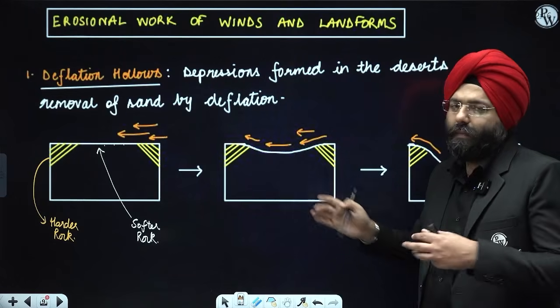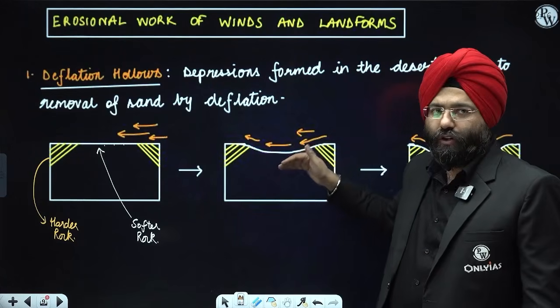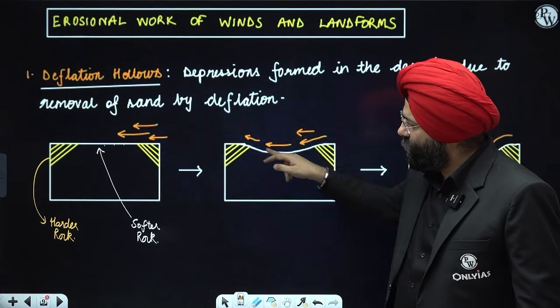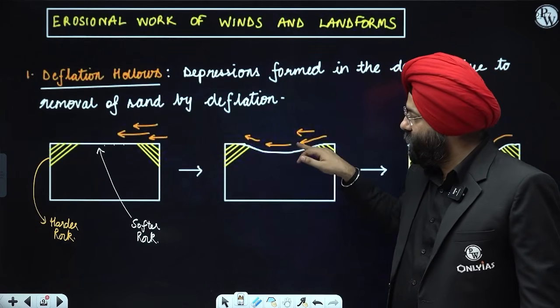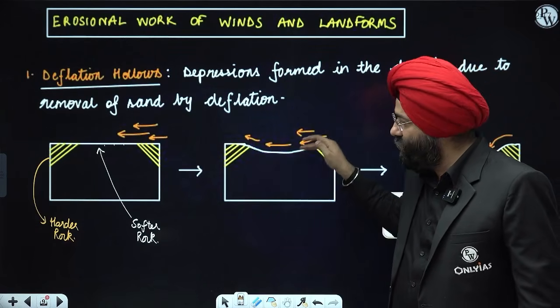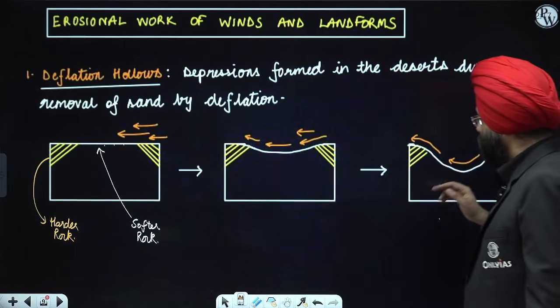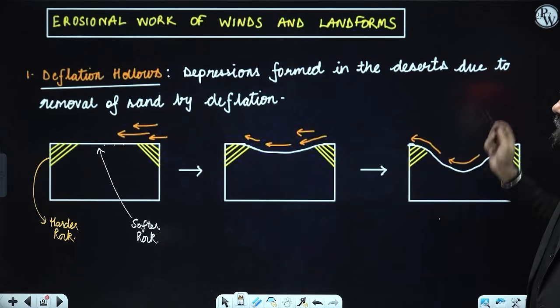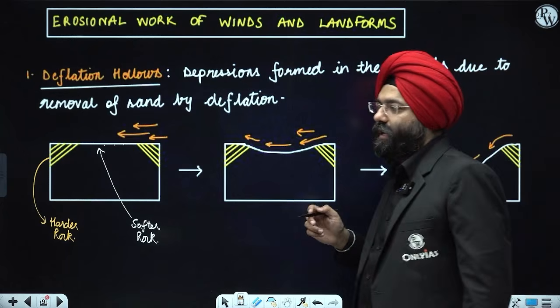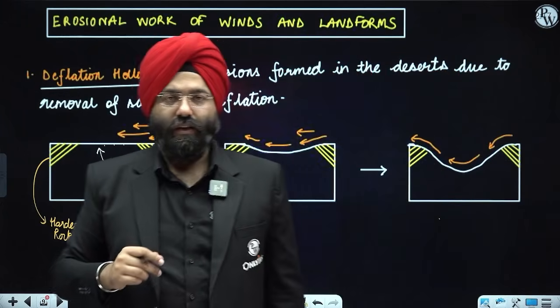It will further help it. It might pick them up, and slowly picking up will lead to the softer part being eroded. Slowly, as this process continues, further erosion will take place. That is why it will get deeper and deeper and deeper. That means a depression is formed in the desert due to the removal of sand by deflation. And you know what deflation is.